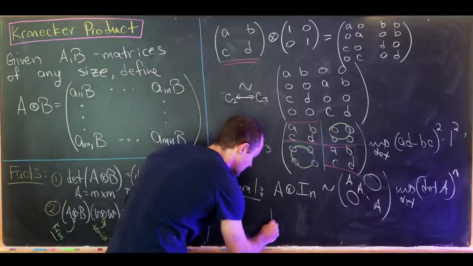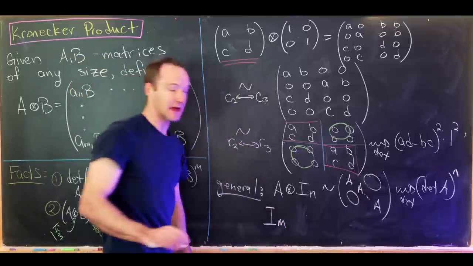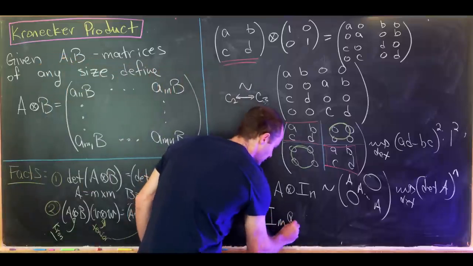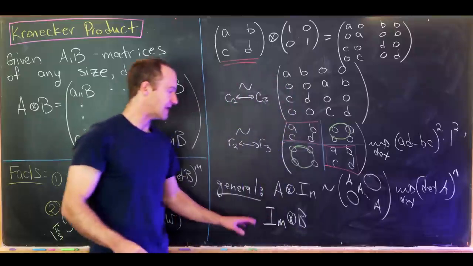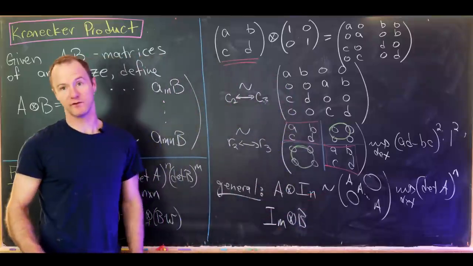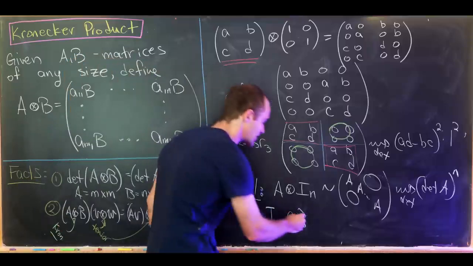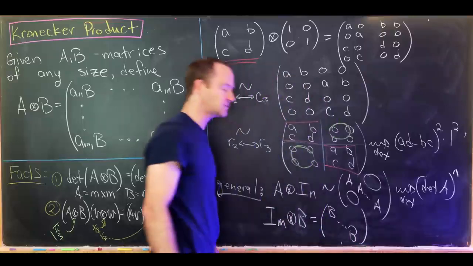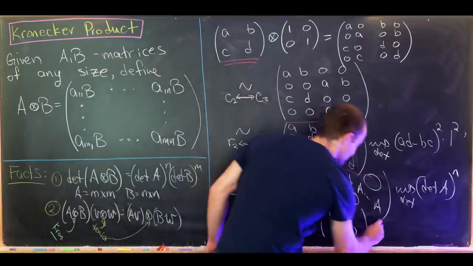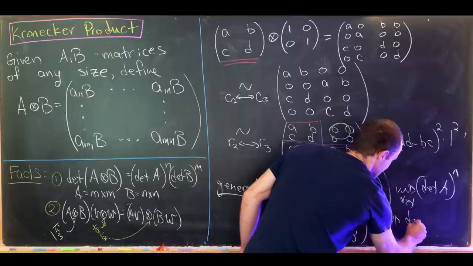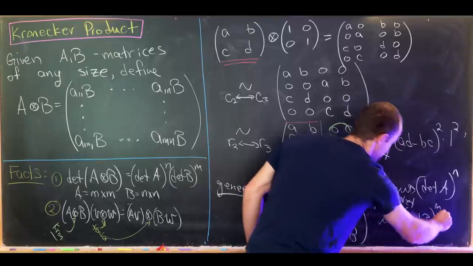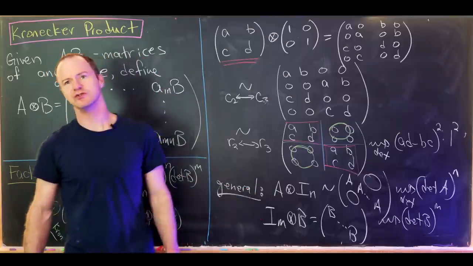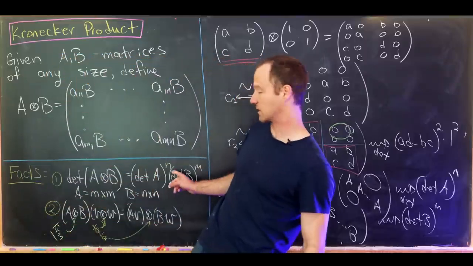And then similarly, if we take I_m, the m by m identity matrix, and take the Kronecker product with B, that's not just row and column equivalent to this type of block matrix. It's actually straight up equal to this type of block matrix. That's cool. And when we take the determinant, we get exactly what we want, the determinant of B to the m. Now let's use these two general facts to prove the rest of our claim.